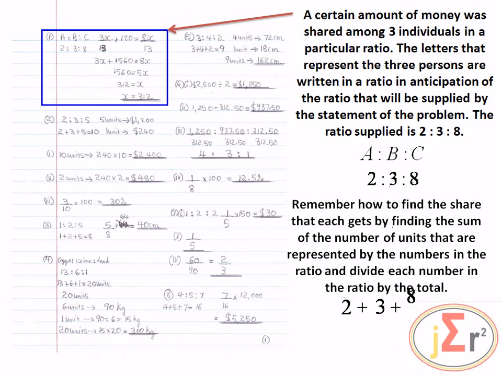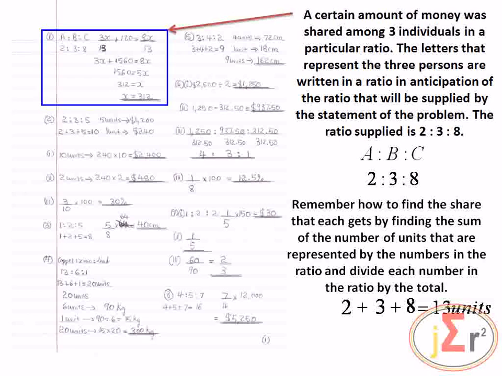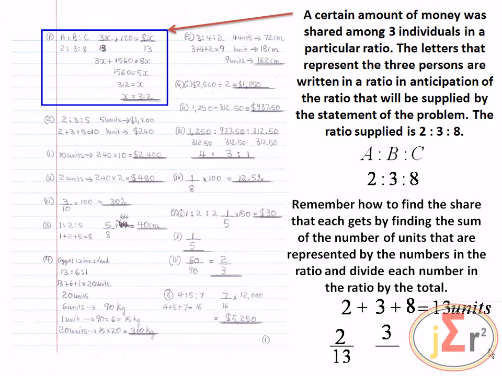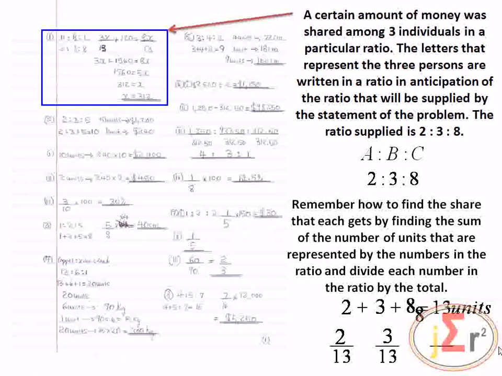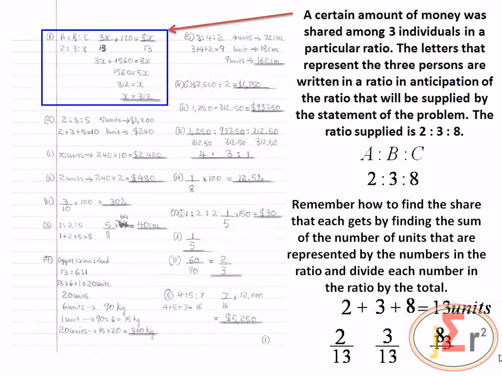Remember that we found the sum of the numbers in the ratio, and each share will be found by doing what? Dividing the number of units that each one gets by the total number of units: 2 over 13, and the other 3 over 13, and the other 8/13, as we did before.